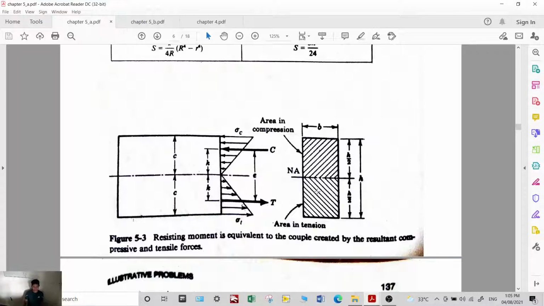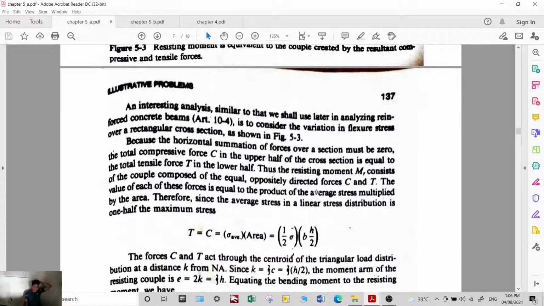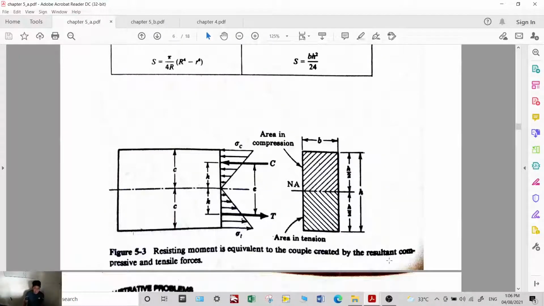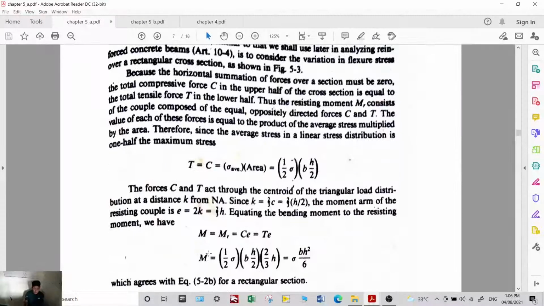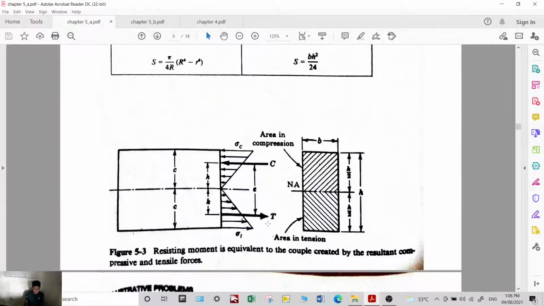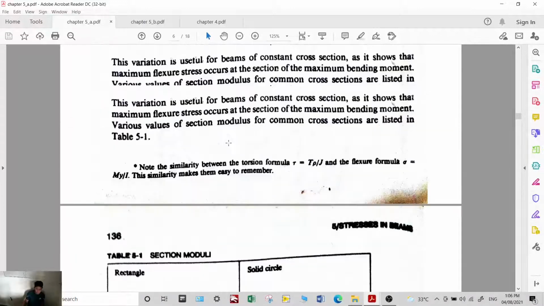Okay. So again, kani nga diagram is resisting moment is equivalent to the couple created by resultant compressive and tensile forces. Okay? Kung given daw ka og compressive force and tensile force, by the way, mao ni ang diagram sa imong stress, no? Ang stress nimo mokataas na siya kung mokalayo sa neutral axis.